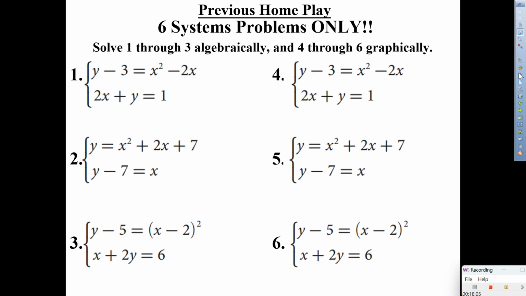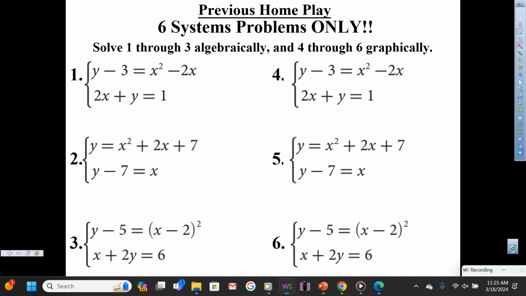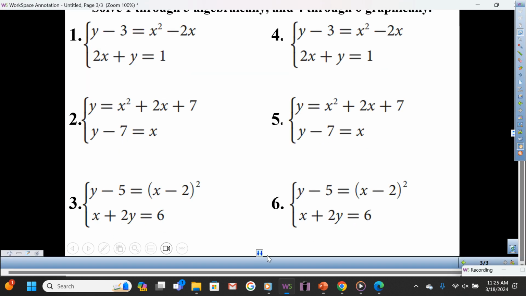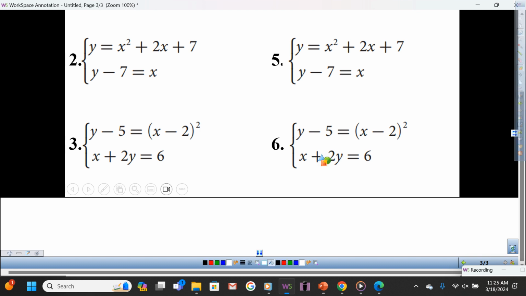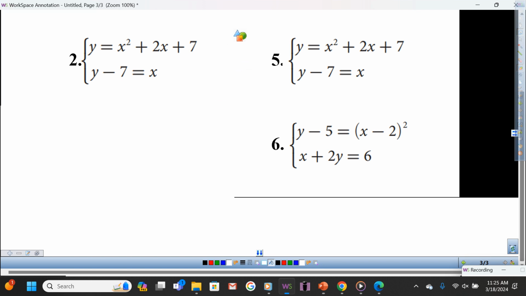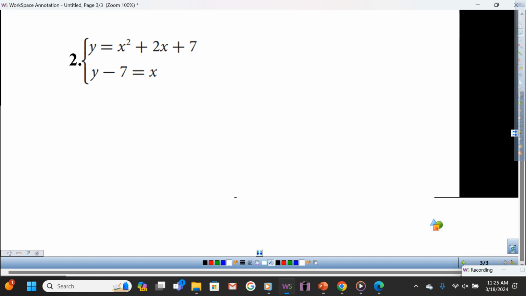Copy number 2, please. We got y equals x squared plus 2x plus 7, and y minus 7 equals x.